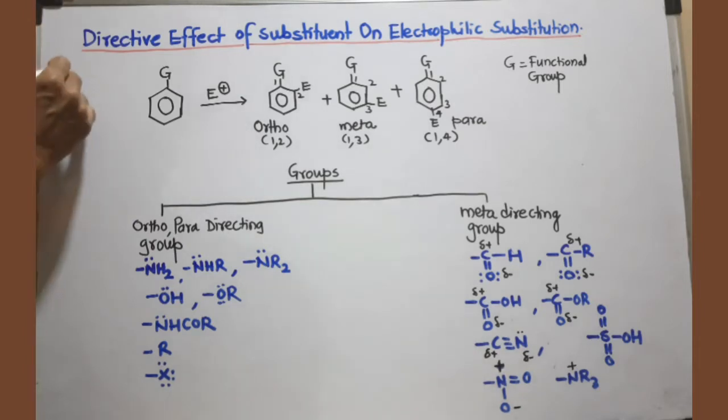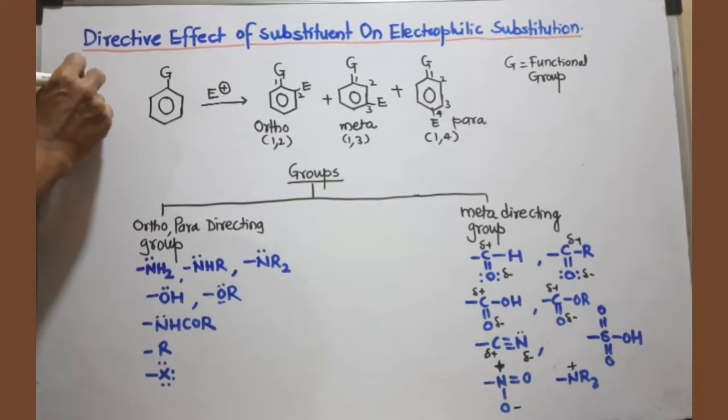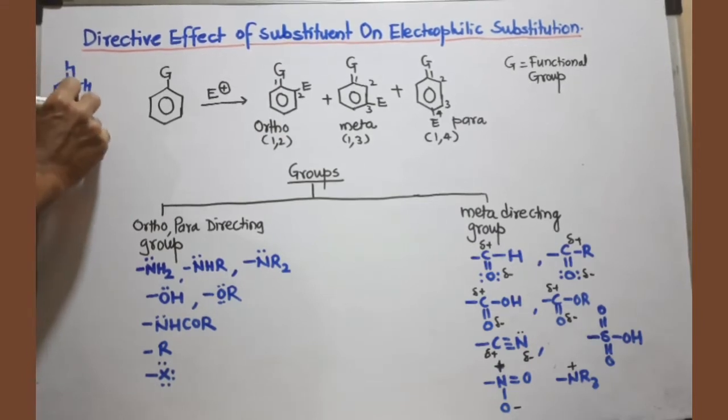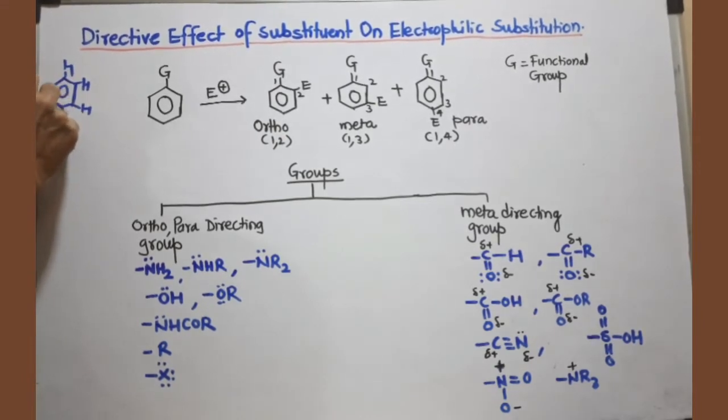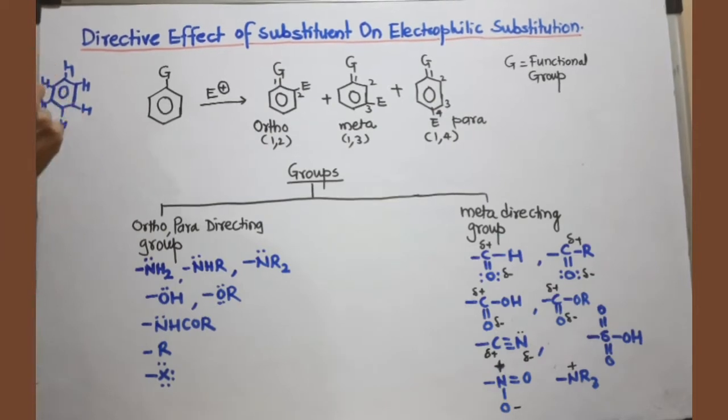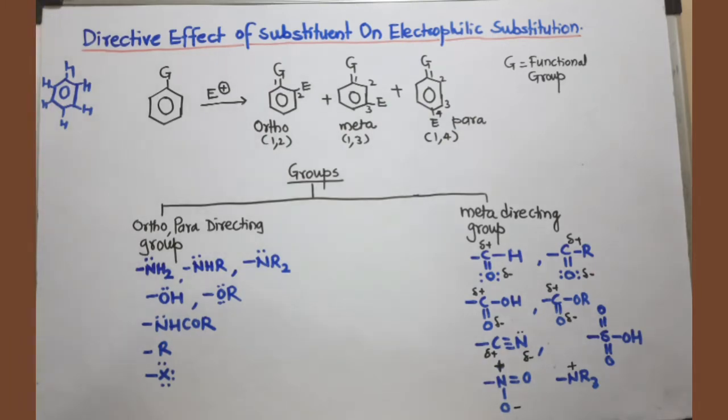Then, if you consider a benzene ring, all 6 hydrogens present on each carbon are equivalent. That means any one of these 6 hydrogens you can replace with the incoming electrophile. There is no problem because these are equivalent hydrogens.